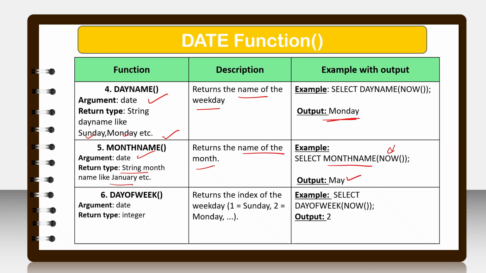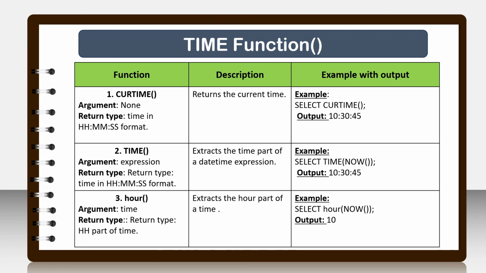In the same way, DAYOFWEEK will give you the numbering index of the day of the week, like 1 is for Sunday, 2 is for Monday, and so on. Here we have applied select dayofweek of the date in May, and now it will give you 2 as a result. Then next we have the time functions.